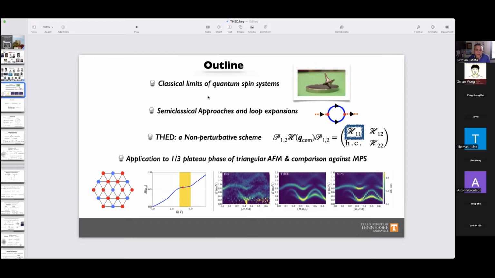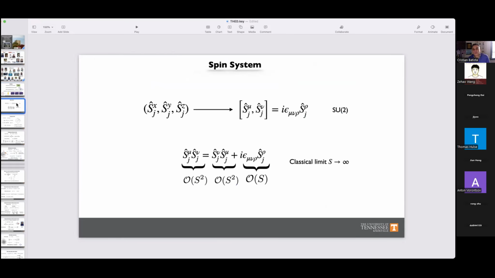So let me start with this kind of a general introduction, right? When we have a spin system, we have different alternatives. One is to use classical or semi-classical approaches. Those are the most common, so I will start with those.